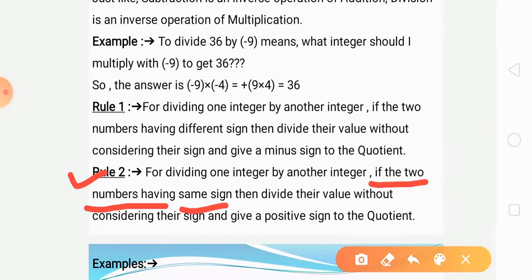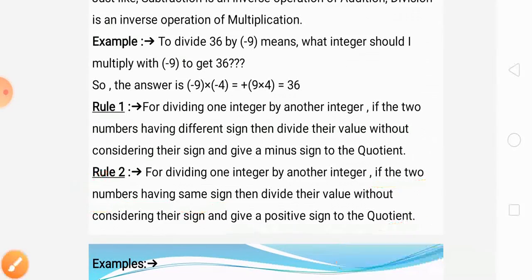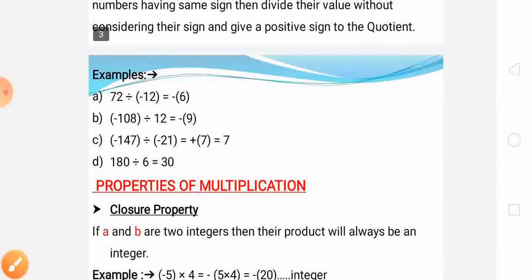Okay. Now second rule says for dividing one integer by another integer, if the two numbers have the same sign, then divide their values without considering their sign and give a positive sign to the quotient or to the answer. Here are some examples.